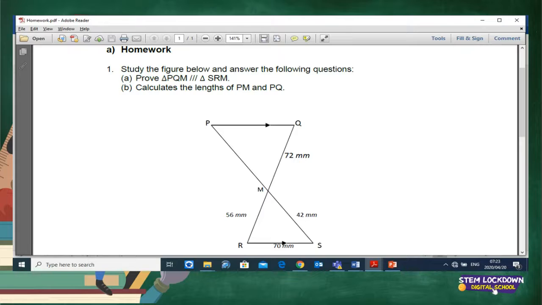I repeat, first things first, just study the diagram and prove that triangle PQM is similar to triangle SRM. Thereafter, calculate the length of PM and PQ. And of course, this should be able to help you once you have proved a similarity. You cannot do B without doing A first.